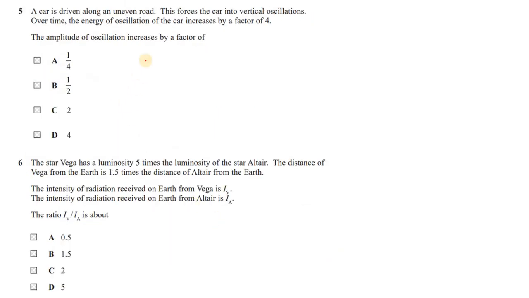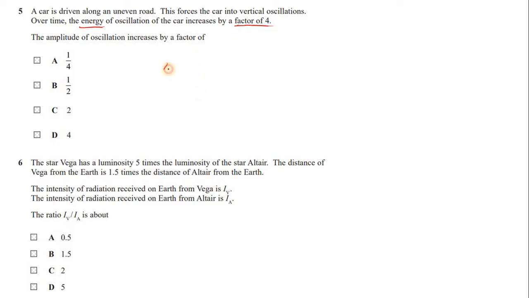Question number 5. A car is driven along an uneven road. This forces the car into vertical oscillation over time. The energy of oscillation of the car increases by a factor of 4. The amplitude of the oscillation increases by what factor?